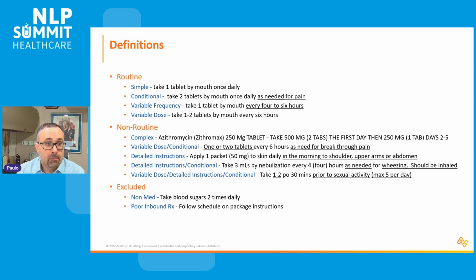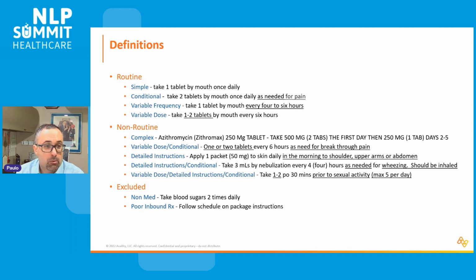So you can see that I've divided up prescriptions into routine, non-routine, and those medications that were excluded. Looked at about 180 different prescriptions. In this case, routine contained things like simple, just take 1 by mouth daily. Conditional, things like take 2 by mouth once daily as needed for pain. Variable frequency, so you could see 4 to 6 hours in that particular frequency. Variable dose, in this case, 1 to 2 tablets, which is the dose variability.